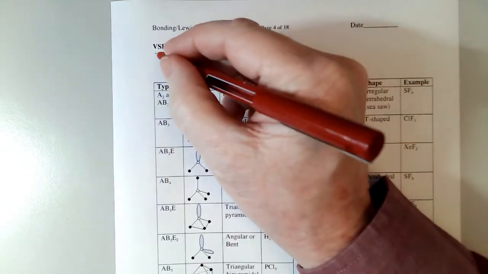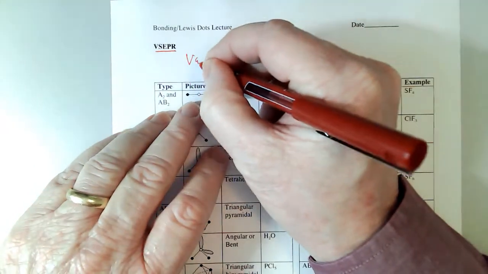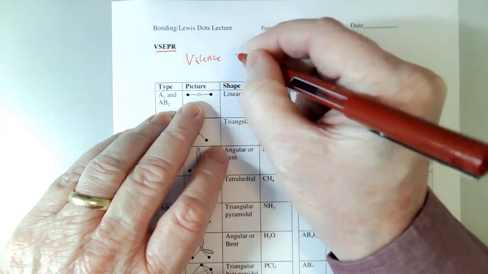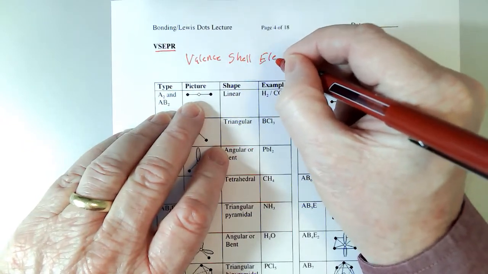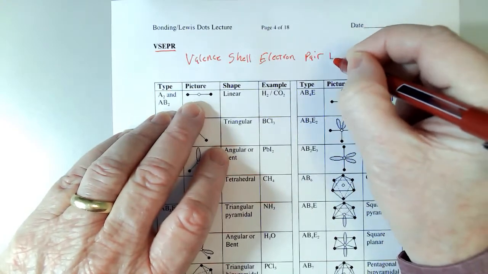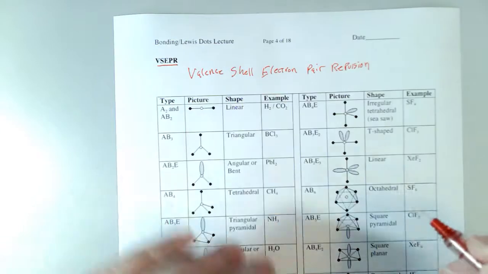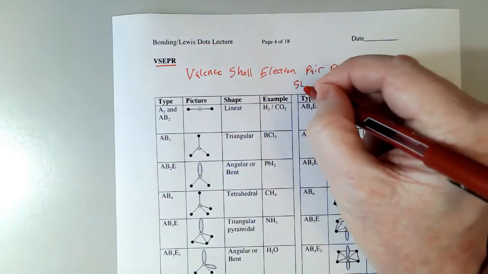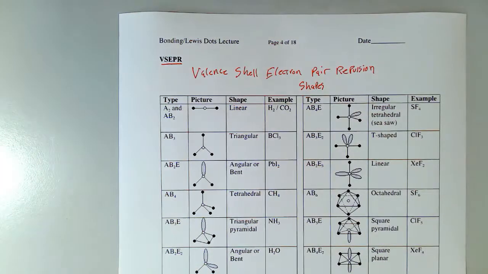We are on page 4 of the lecture outline dealing with bonding and Lewis structures. And we're going to be talking about a theory called VSEPR, which stands for valence shell electron pair repulsion. What this really means is we're talking about the shapes of molecules and what they're going to look like.